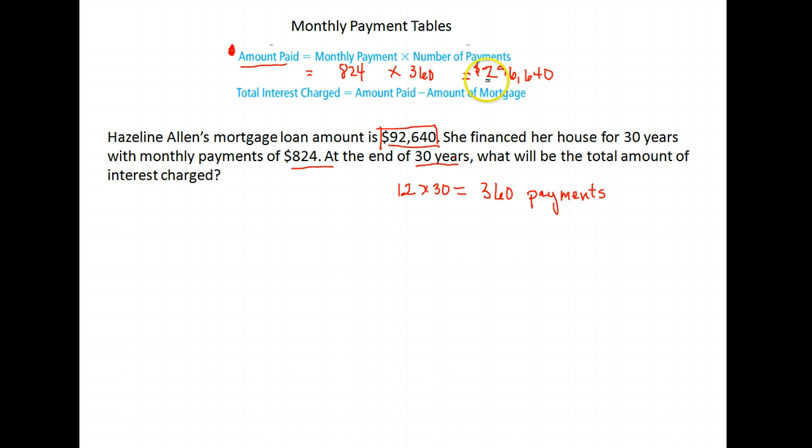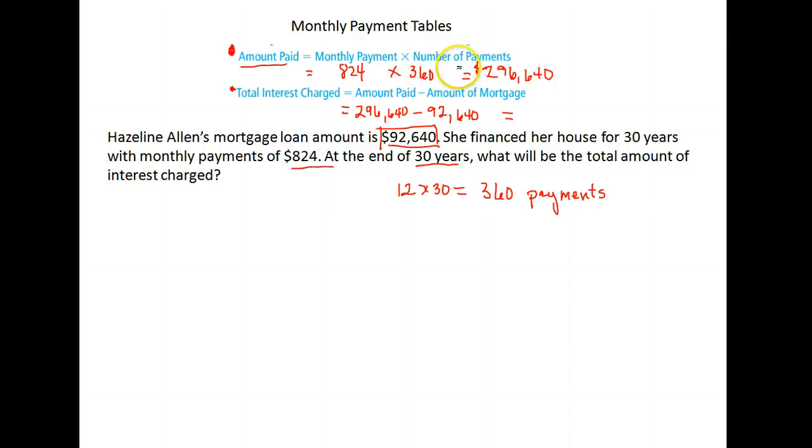Okay, we want to know how much of that was interest. So to find the total amount of interest you pay, you take the total amount you paid, which we just found. In the end, she's going to be paying $296,640 total. Subtract from that the amount you were actually borrowing. She was only borrowing $92,640. So in the end, how much interest did she pay?